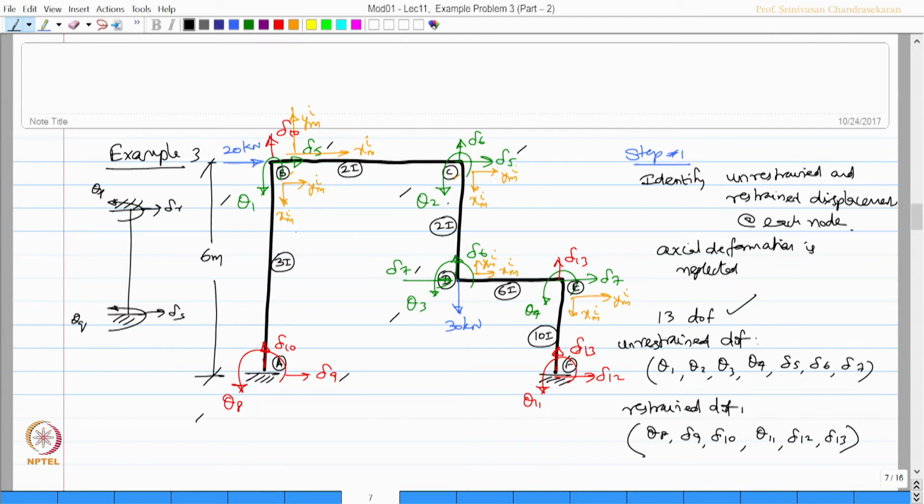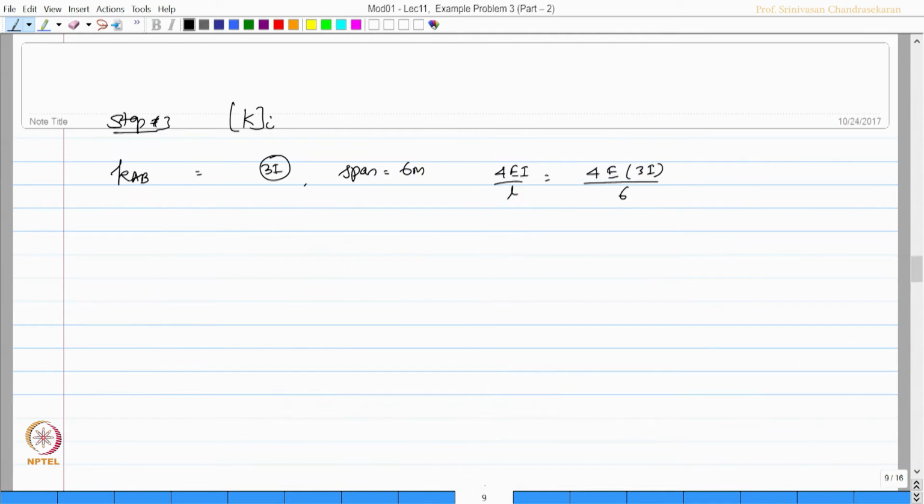and this distance is 4 meters and this distance is 2 meters, okay, and this distance is 3 meters, right. So, L is 6 meters. So, that becomes 2EI and 2EI by L will be half of that, which is simply EI.